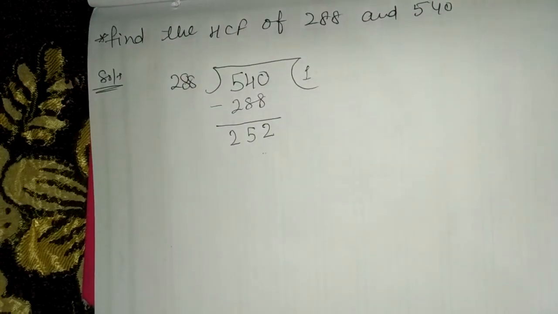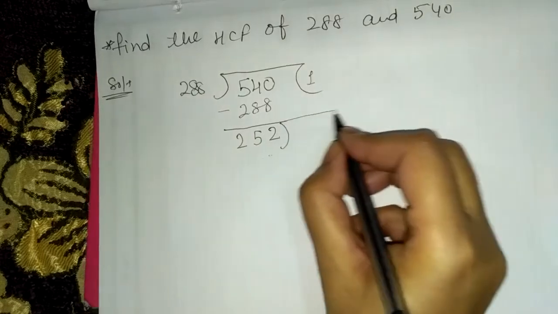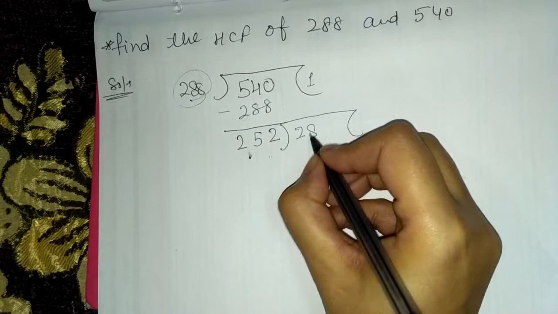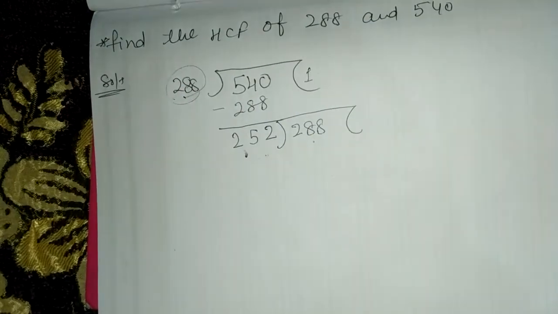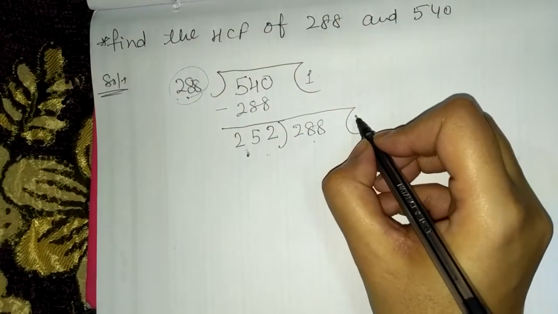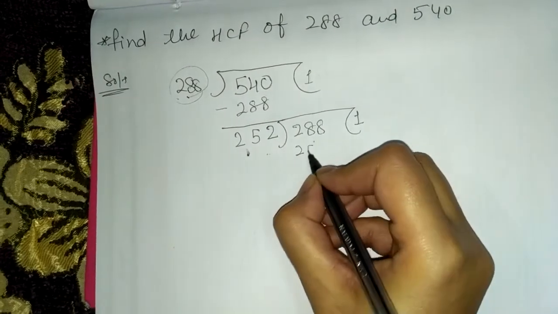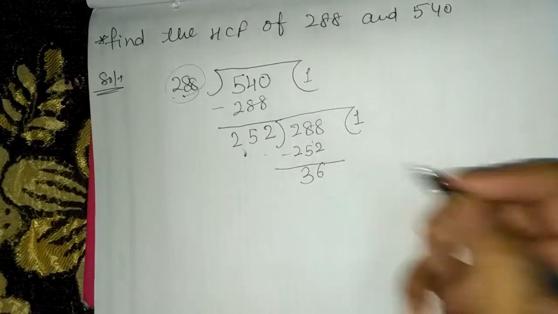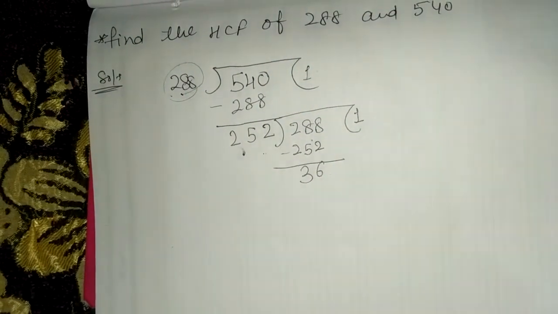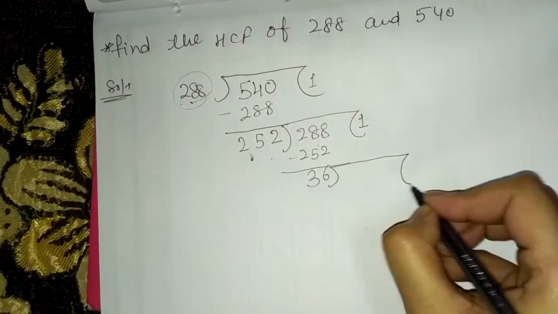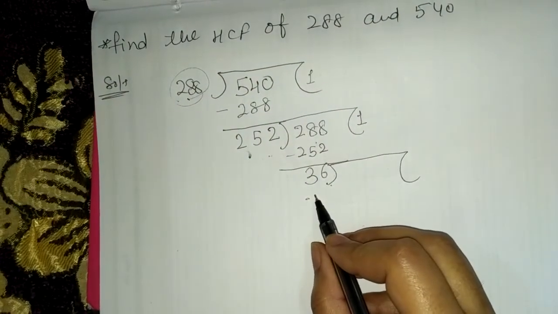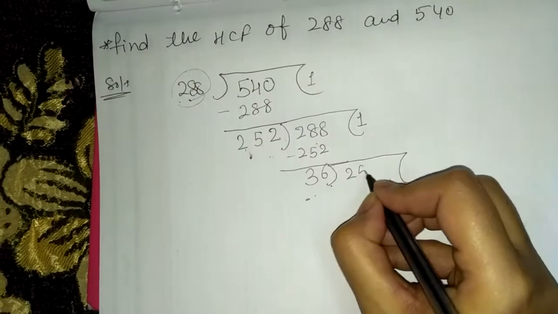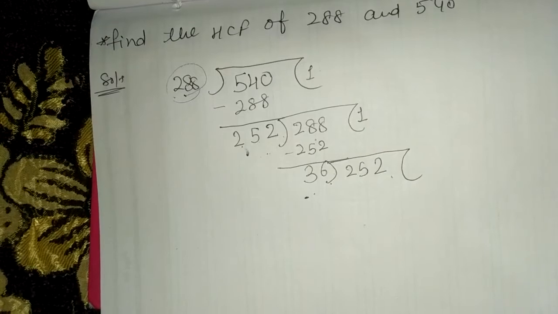Next is, this remainder will be your new divisor and the old divisor will be your new dividend. Correct? Now again 252 into 1 is 252. If I subtract, I'll be getting 36. Again continue this process. This 36 will be your new divisor and 252 will be your new dividend. Same step you have to continue till you get 0 as a remainder.